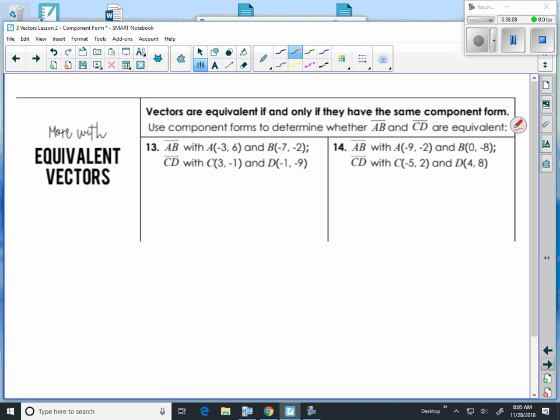Okay, so if we look at AB, if we find the component form of just AB, we would do -7, that'll end up being +3, because it's minus a negative, and then -2 minus 6. So what do we get here? -4, -8. Okay, now we're going to find the component form of CD. If the component form of CD is the same, then yes, they are equivalent.